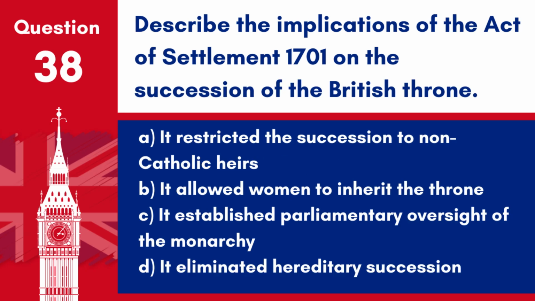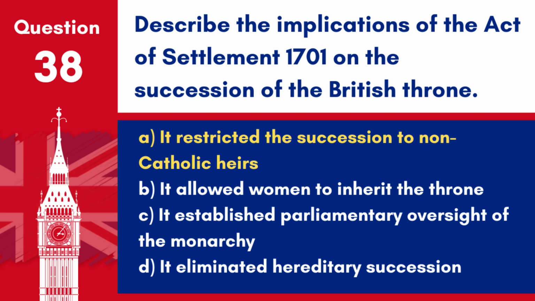Question 38. Describe the implications of the Act of Settlement 1701 on the succession of the British throne. A. It restricted the succession to non-Catholic heirs. B. It allowed women to inherit the throne. C. It established parliamentary oversight of the monarchy. D. It eliminated hereditary succession.